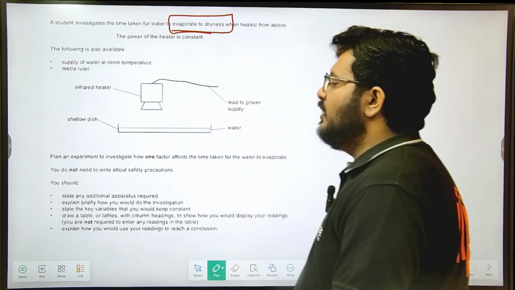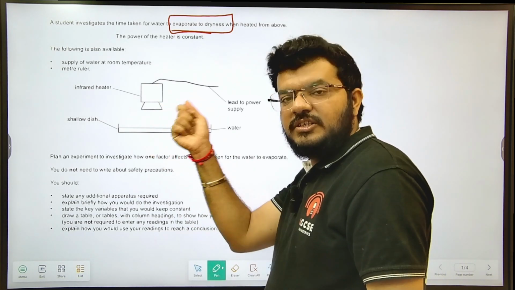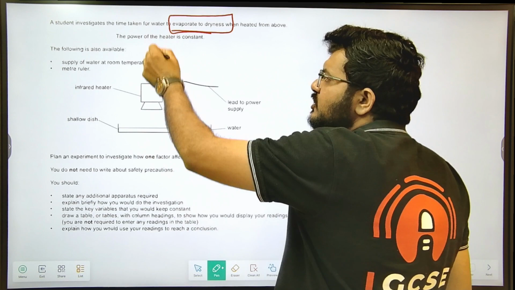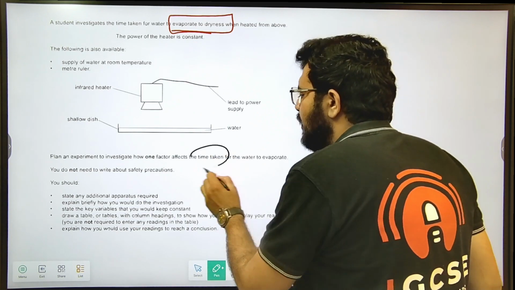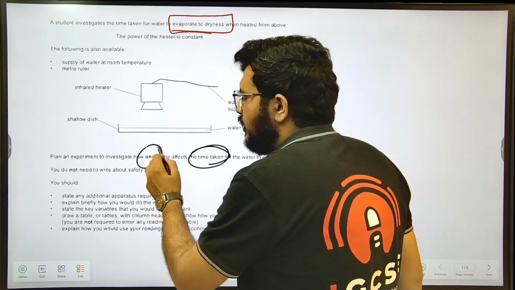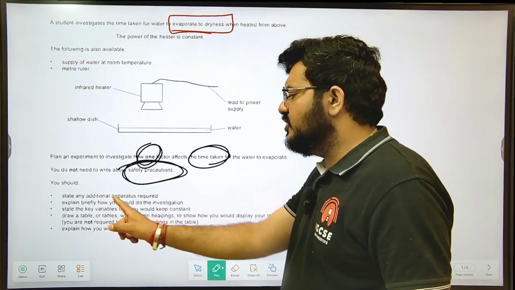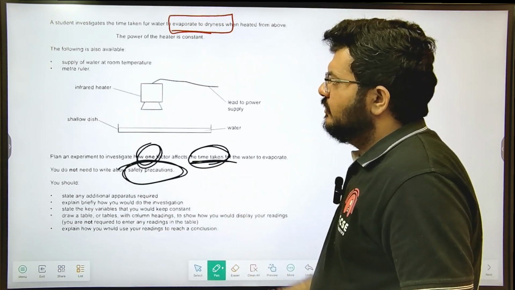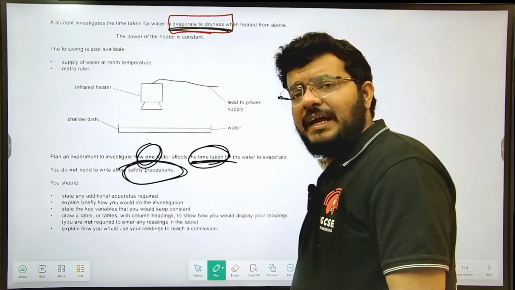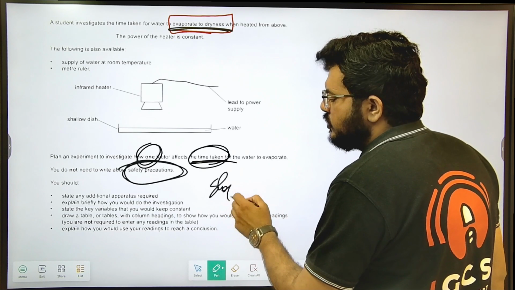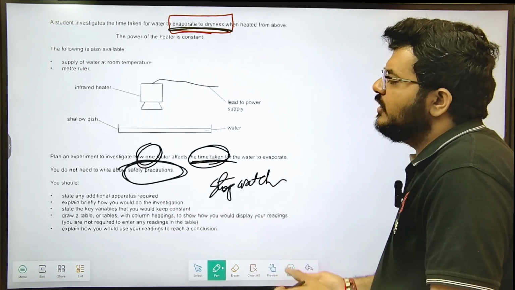Plan an experiment to investigate how one factor, what is the one factor? I can say the temperature of the surrounding or the distance of the heater from the water, affects the time taken for water to evaporate. You do not need to write about safety precautions. State any additional apparatus if you need to measure time. You've been given a meter rule, but you need to measure how much time it takes to evaporate to dryness. I need to measure time, so I need a stopwatch. Then explain briefly how you would do the investigation.